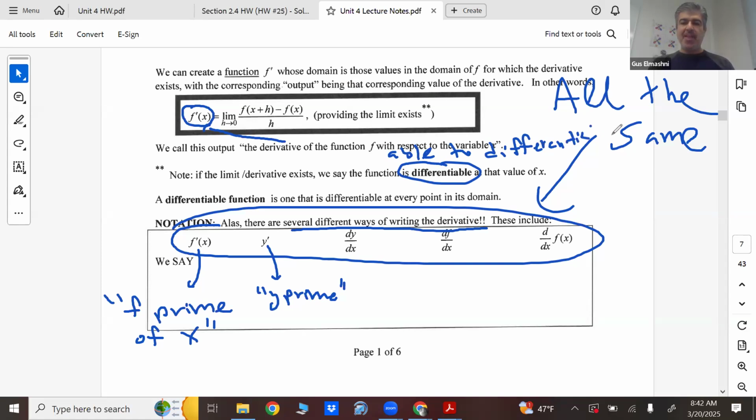I'm just doing a play on words. Like if you're likable, you're able to be liked, right? You're likable, right? Because I said so in my honors card for you. So yeah, just able to differentiate.